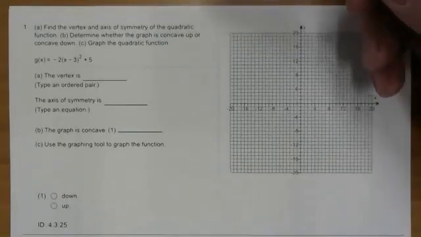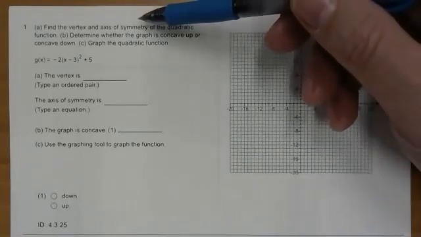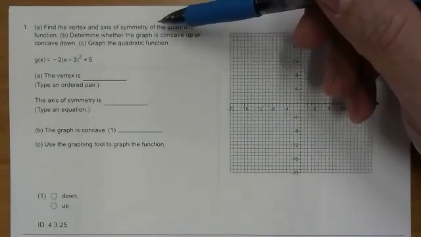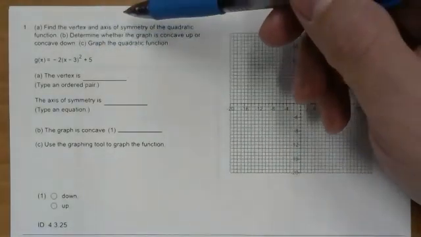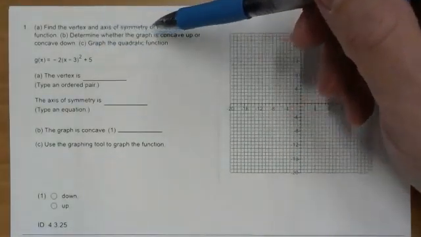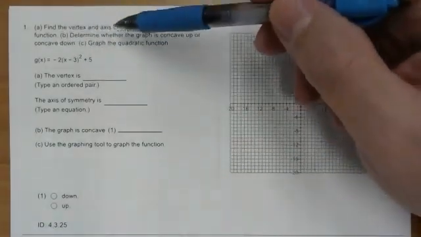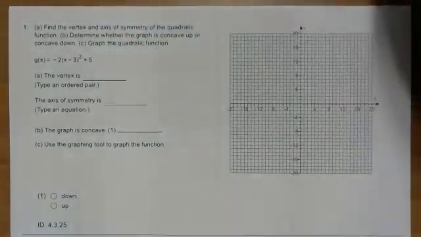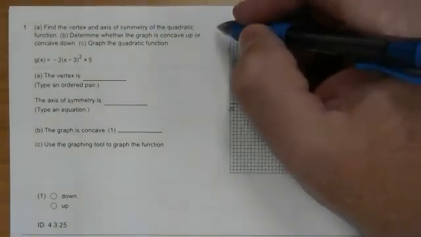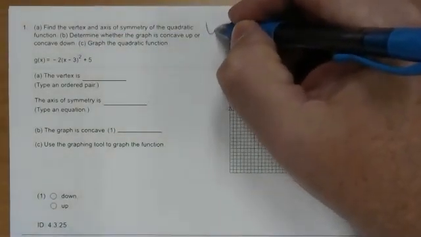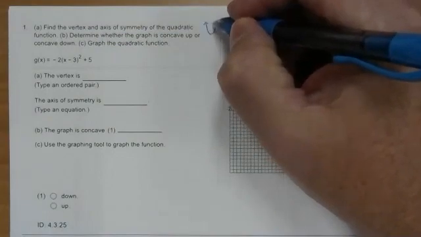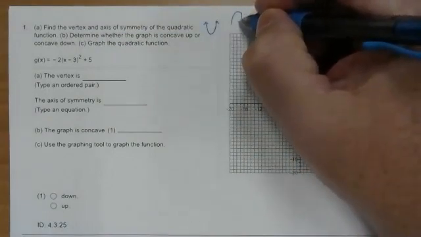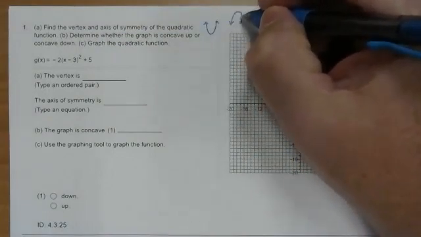So here's the first problem. Find the vertex and axis of symmetry of the quadratic function. Determine whether the graph is concave up or concave down. Graph the quadratic function. So we've got a quadratic function. When you graph a quadratic function, it's going to be a parabola. If it opens up, this is concave up. This is concave down.